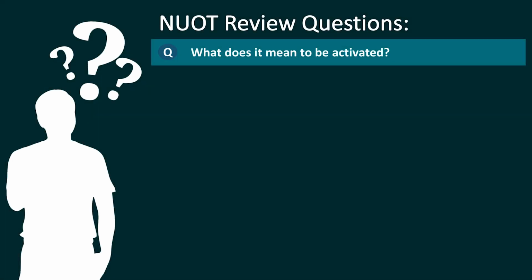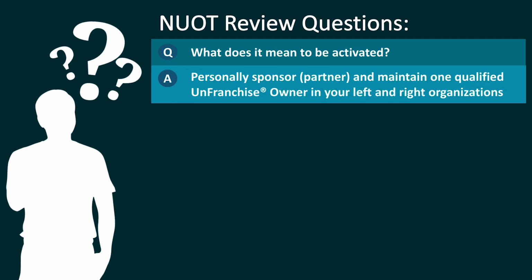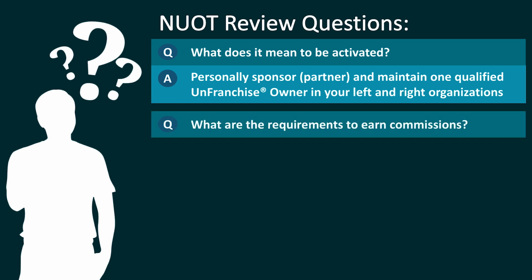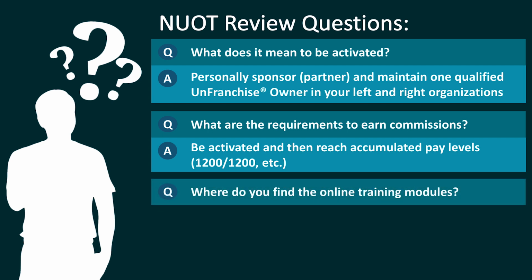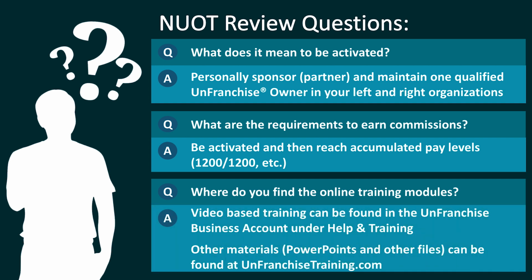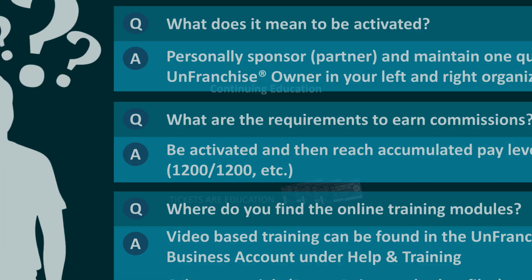What's it mean to be activated? Well, to be activated means you've personally sponsored or partnered with and maintained one qualified unfranchised owner in your left organization and your right organization. And what are the requirements to earn commissions? It's to be activated and then reach those pay levels, with our first one starting at $1,200 and $1,200. Where can you find the online training modules? The video-based training that you're watching now can be found in the Unfranchised Business account under Help and Training. Other materials, PowerPoints, and other files can be found at unfranchisetraining.com or in our back office under our support materials.